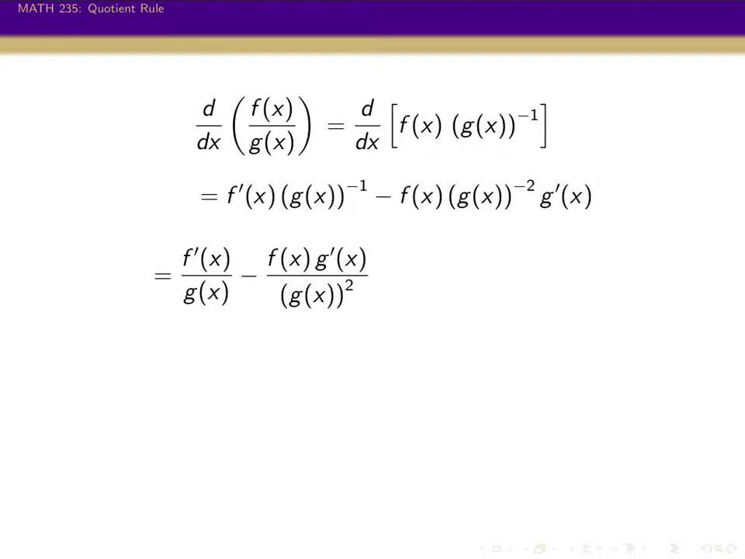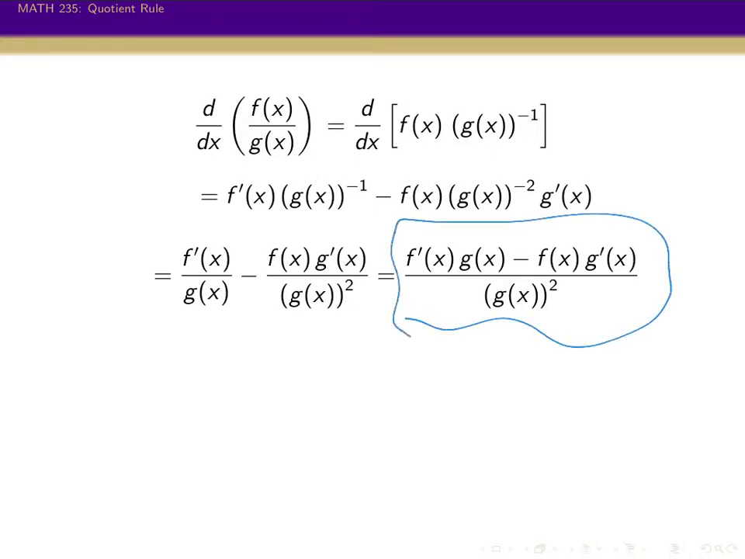fraction by taking the first term and multiplying the top and the bottom by g of x. And so then we can combine it, and we get this, just sort of thought of as the traditional form of the quotient rule. So here is our quotient rule. When you're taking the derivative of f of x over g of x, it's going to be f prime, so the derivative of the top times the bottom, minus the top times the derivative of the bottom, divided by the bottom squared.